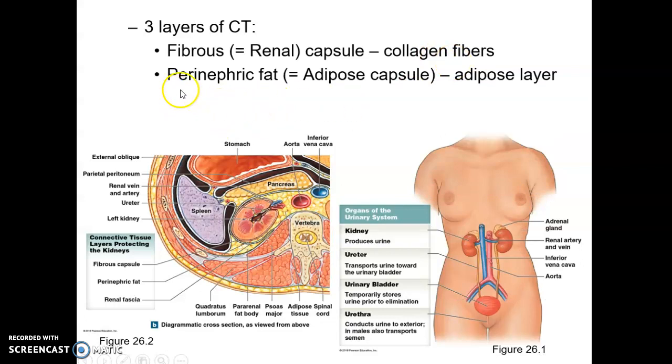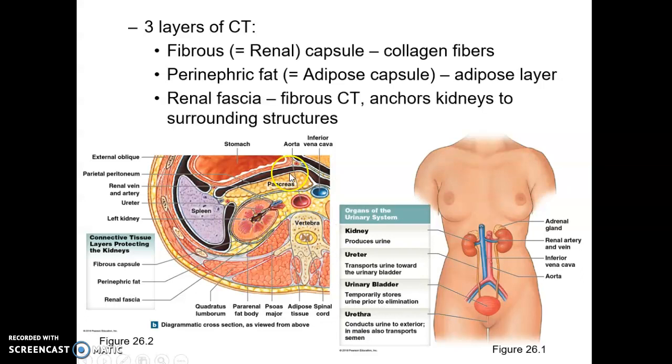Deeper to that, there's the perinephritic fat or the adipose capsule, which is an adipose layer, which is kind of squeezed in here. And you can see the adipose tissue. And then there's the renal fascia, which is fibrous connective tissue, which is just right on top of the kidney. And it helps anchor the kidney to the surrounding structures. Fibrous connective tissue, the renal fascia.